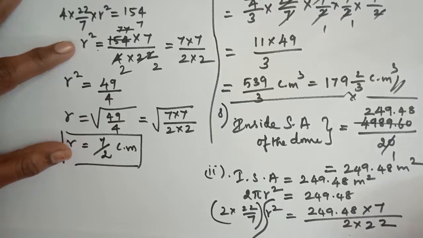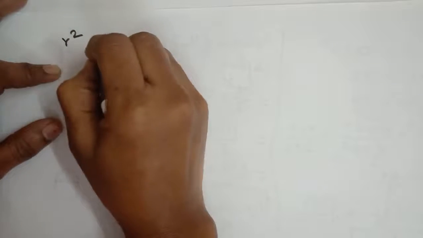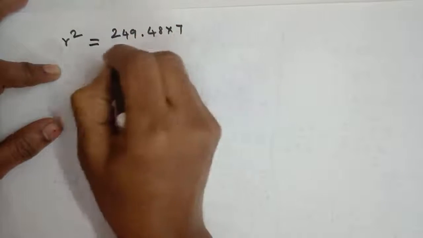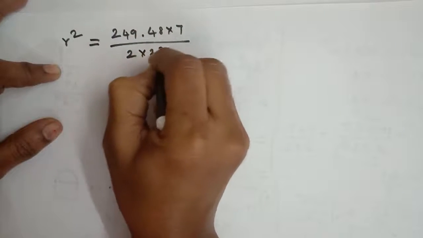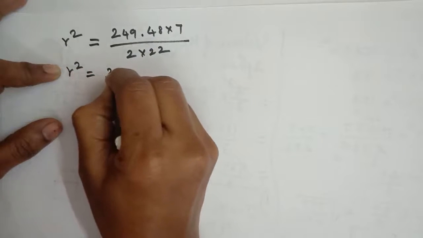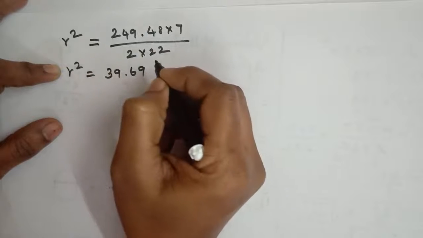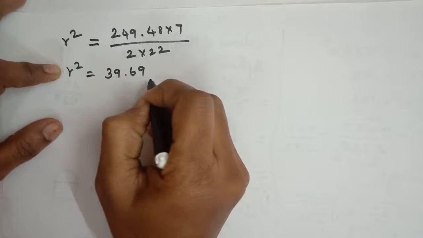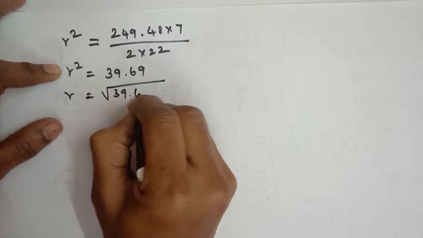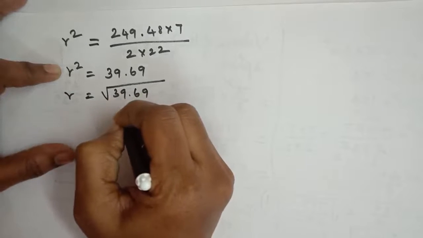Is it clear? Then students listen, r squared is equal to 249.48 into 7 divided by 2 into 22. If you simplify it, you can get 39.69. Is it clear? Then r is equal to root of 39.69. You have to find the root value. How do you find it?